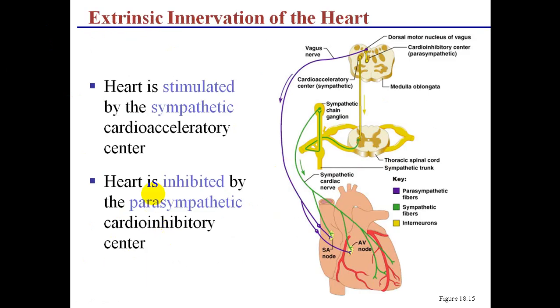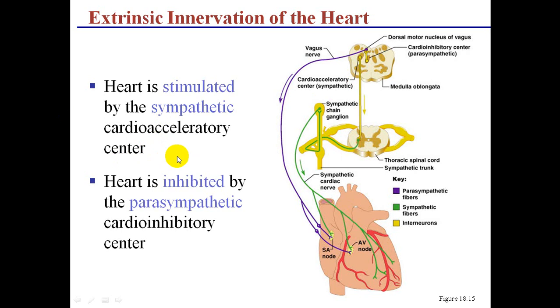The heart as an organ is innervated by 2 systems. First, the sympathetic system, from the sympathetic chain, from the anterior horn cells and the dorsal ganglia, and they stimulate the heart. Stimulation of the sympathetic is the cardioacceleratory center. It means that they make the heart beat rapidly.